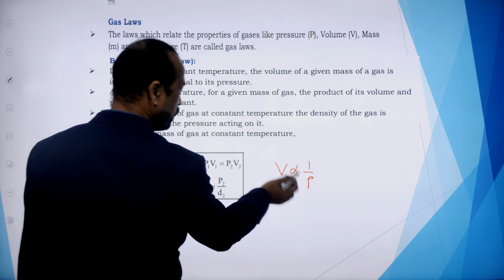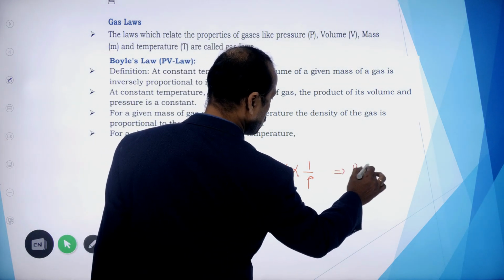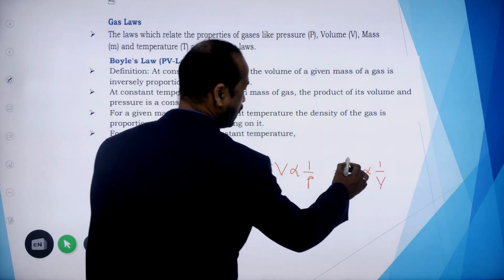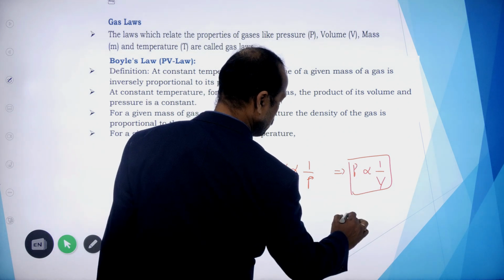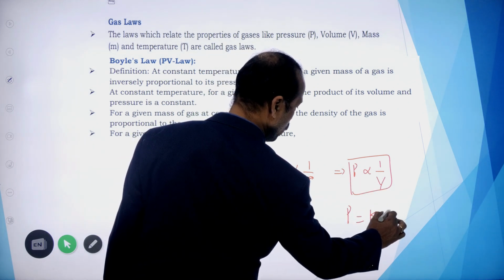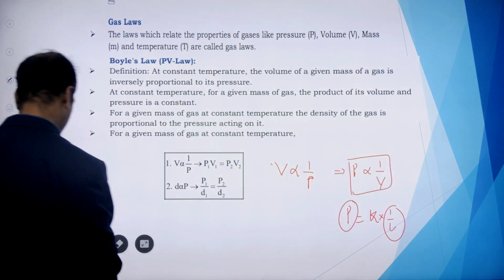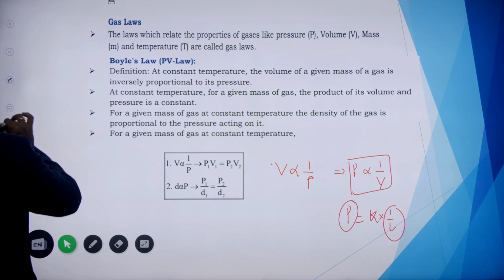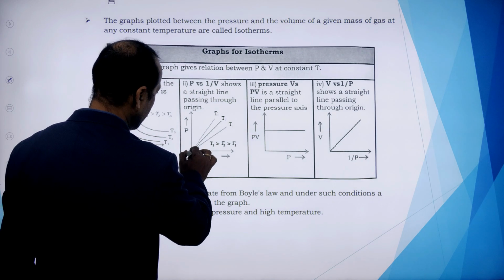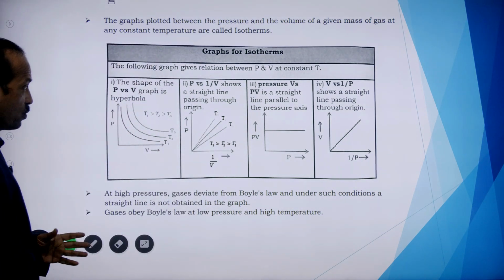I can write like this also. P, if I bring it here, V comes here. So P is coming here, V is coming here. So P is inversely proportional to 1 by V. So P is equal to a constant into 1 by V. So if I plot the graph between P and 1 by V, if I plot the graph between pressure and 1 by V, then we'll get a straight line. And based on this also we'll get questions.